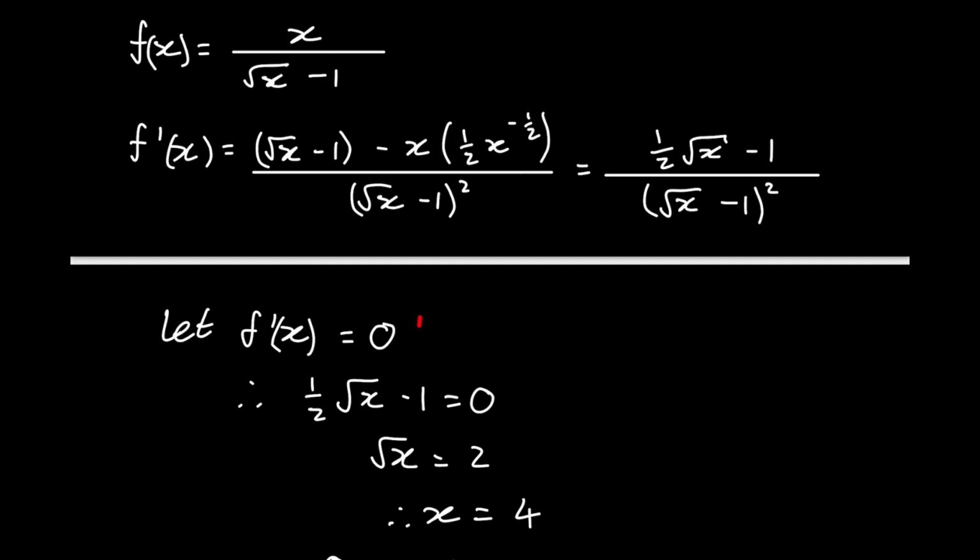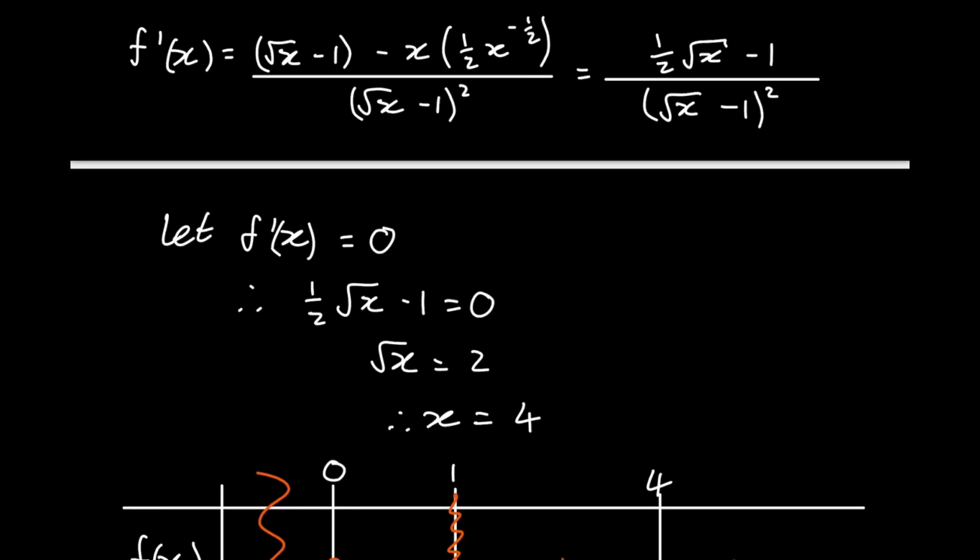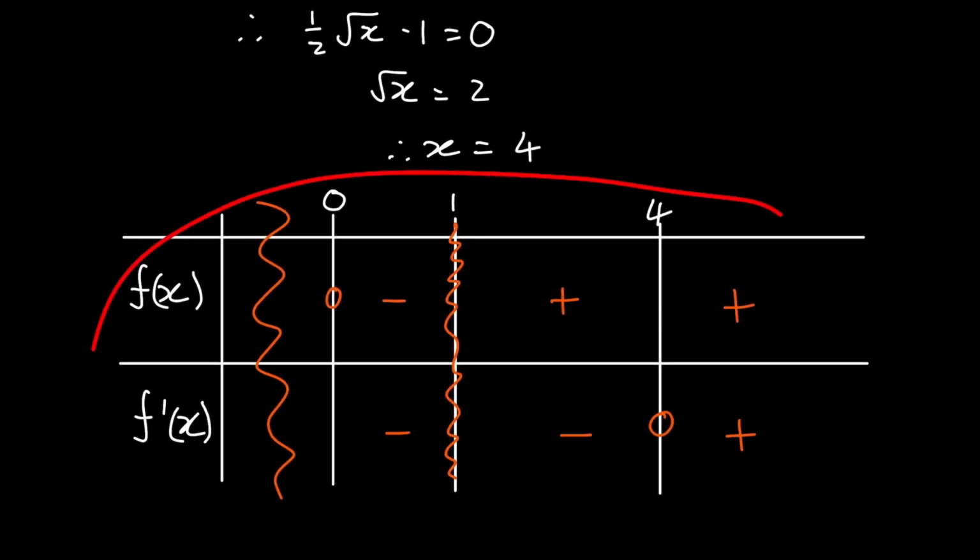So where f prime of x is equal to 0 is where the numerator is equal to 0. So that's why I've said 1 over 2 times the square root of x minus 1 equals 0. And that solves to be x equals 4. So we have a stationary point at x equals 4. Okay, now we plot on our sign table these critical values. 0, because that's our intercepts with the axes, which was at the origin. 1, because that's our vertical asymptote. And 4, because that's our stationary point.